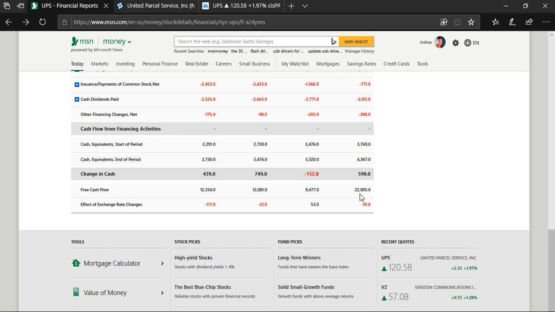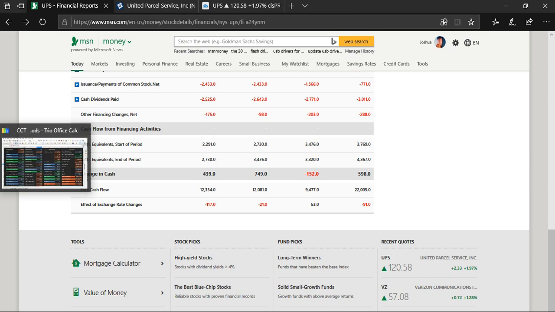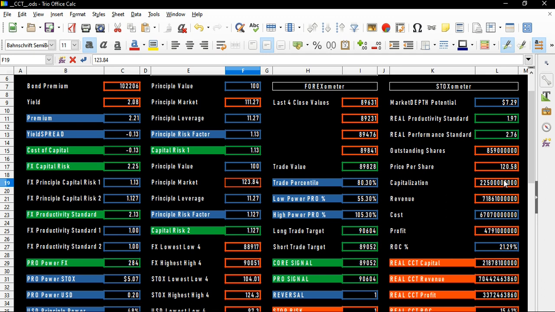So I'm going to go to my STOXometer and I'm going to put in on my CIS-CCT Pro Calculator 225. Make sure that's correct. Or sorry, $22.5 billion. So there we go. Our capitalization is $22.5 billion.